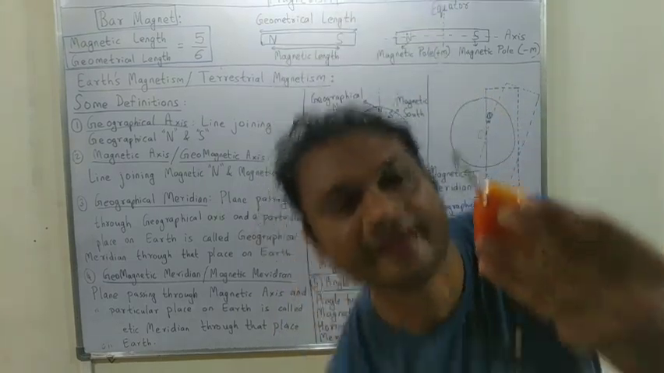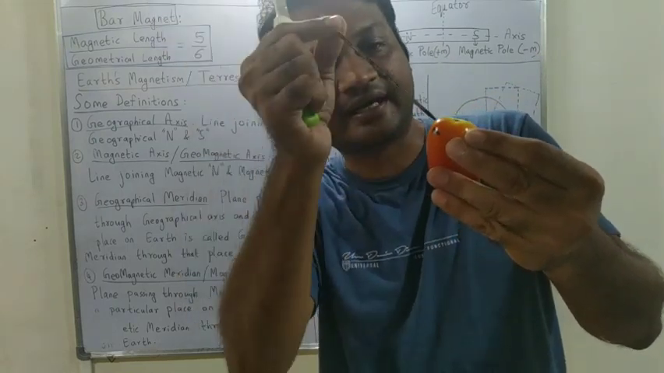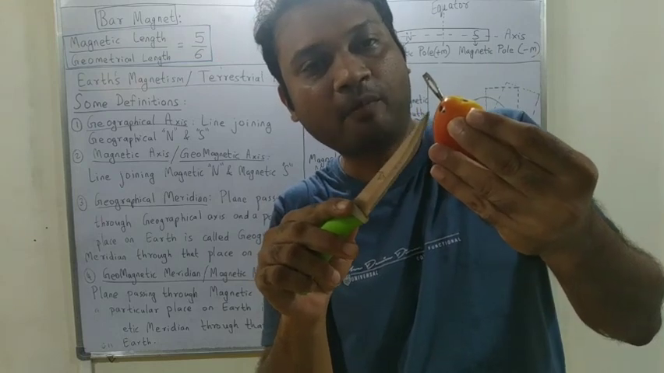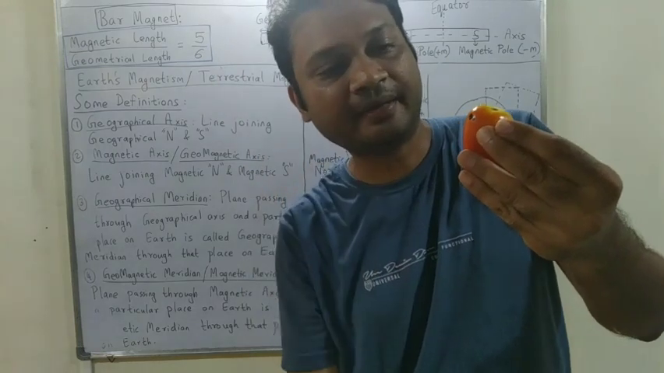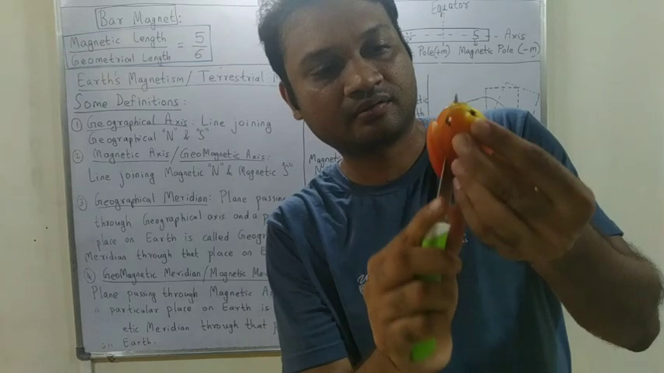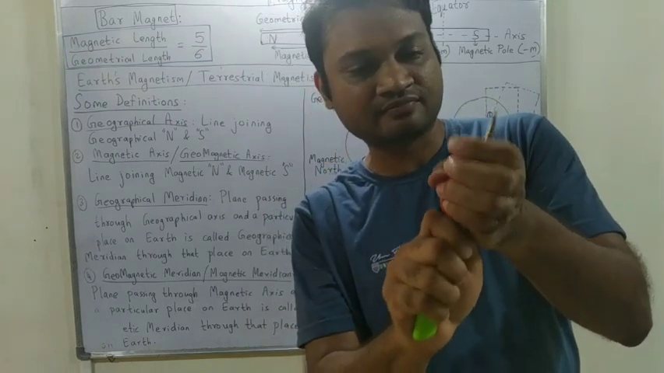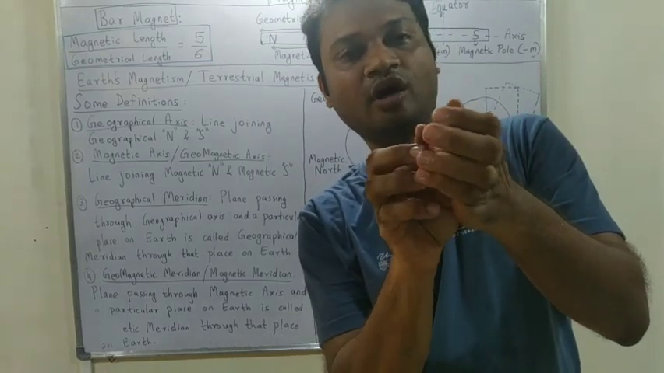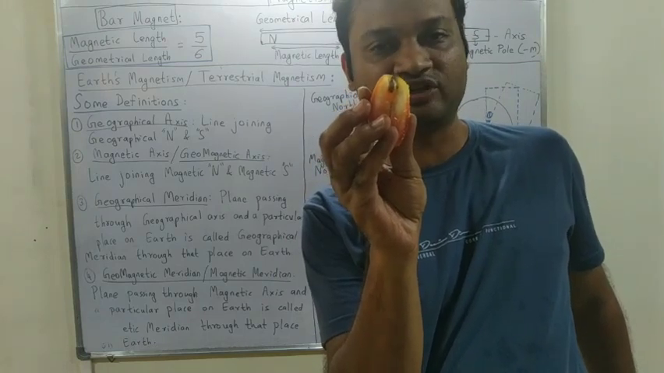Let me show the plane. That plane should pass through this point, which is a point on earth, and cut this line. Let me cut this plane such that, if you see carefully, I have cut the magnetic axis of earth and that place on earth, and what I get is a new plane.